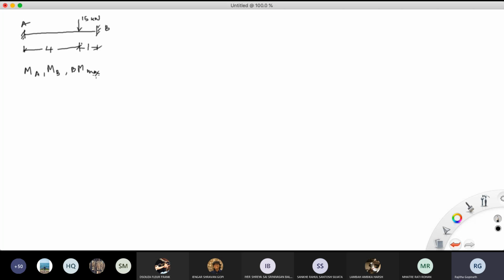Bending moment maximum, यहाँ पर कहाँ पे होगा bending moment maximum? At A. Maximum यहाँ पे होगा, यहाँ पर. Yeah. Okay. Why at A? Because the load is far apart from me. So the load is far away from A.